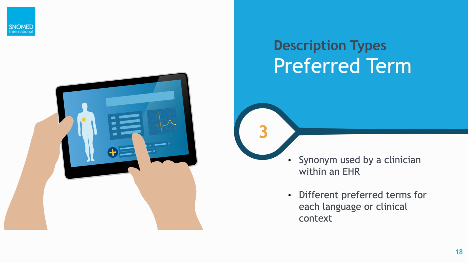Each concept must also have a preferred term in each language, dialect, or clinical context. The preferred term is the synonym that clinicians prefer to see displayed for that concept in an EHR system when the given dialect or clinical context is used. Unlike the fully specified name, a synonym or preferred term need not be unique in SNOMED CT.